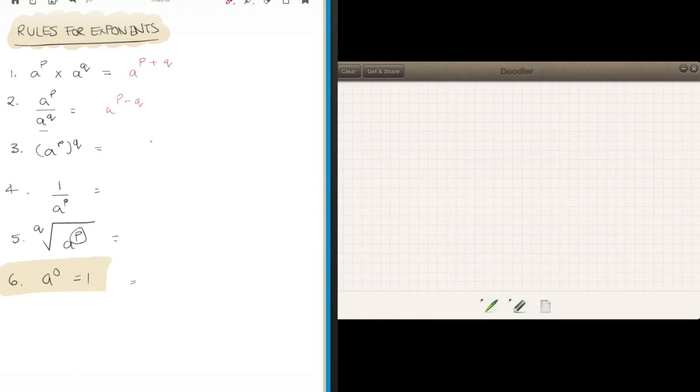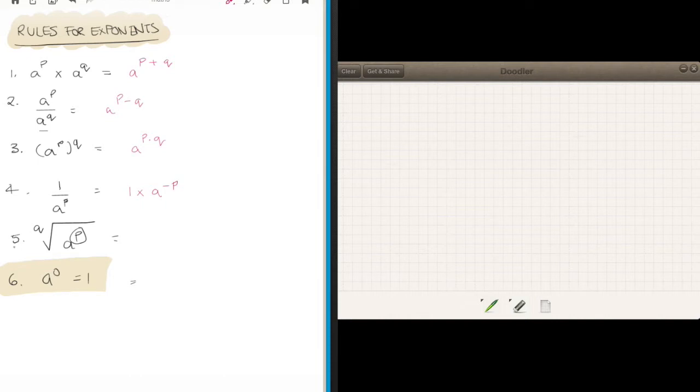So the third rule is when a to the power of p is in brackets to the power of q, we will get a to the power of p times q. Fourth rule says 1 divided by a to the power of p. Well, let me explain. We are not really solving anything here, but we are changing how it looks to get another perspective to the problem. So we have 1 divided by a to the power of p. This will become 1 times a to the power of minus p.